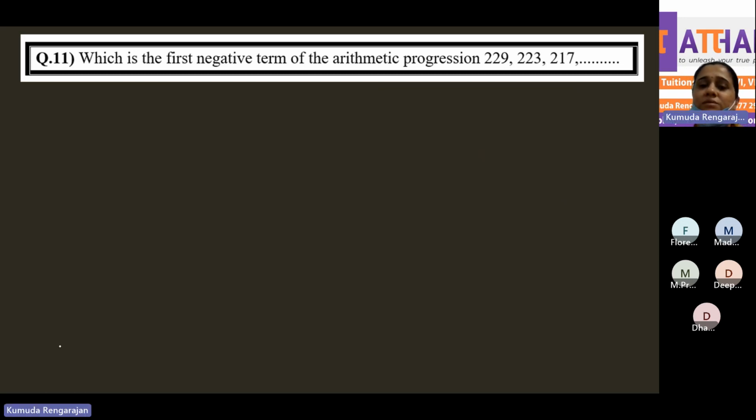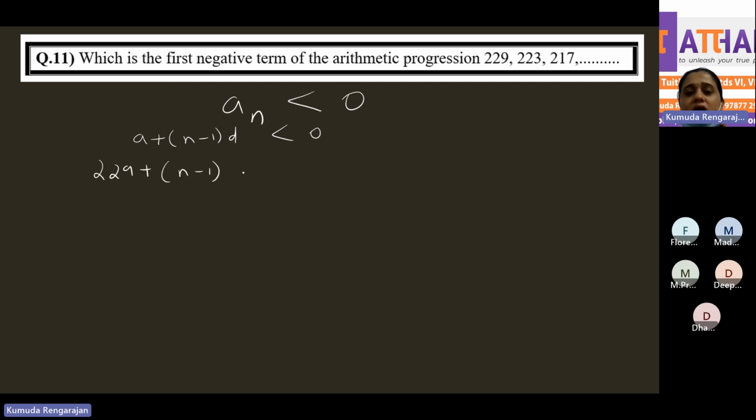So which is the first negative term? Term meaning an, negative term meaning it should be less than zero. So a plus n minus 1 into d is less than zero. a is 229 plus n minus 1 into d. 223 minus 229 is minus 6, less than 0, right? So n minus 1, you're working with an inequality, so we'll have to be careful. n minus 1 into minus 6 is less than minus 229. All right?